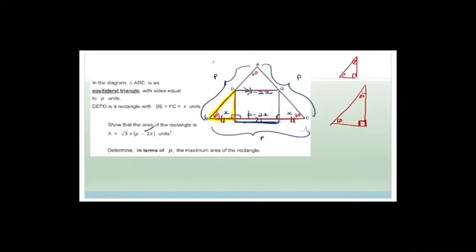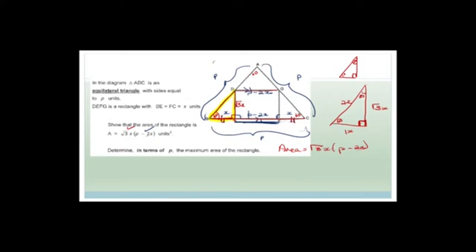So do you agree that the ratio of the sides are 2, 1, root 3? Okay, but they've told us that this side is actually x. So do you agree that it'd be 1 times x, there'd be 2 times x, and this would be root 3x? So therefore, this side here has to be root 3x. And there you go. So therefore, the area of the rectangle is going to be length, which is p minus 2x, times the breadth, which is root 3 times x. So it's root 3x times p minus 2x.